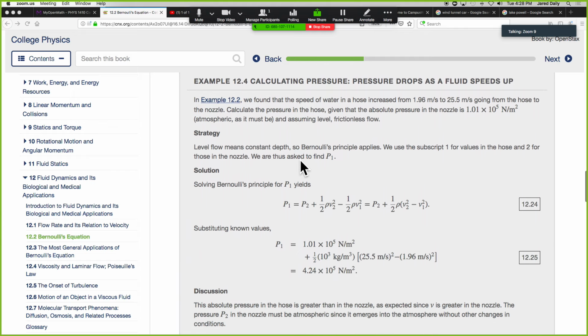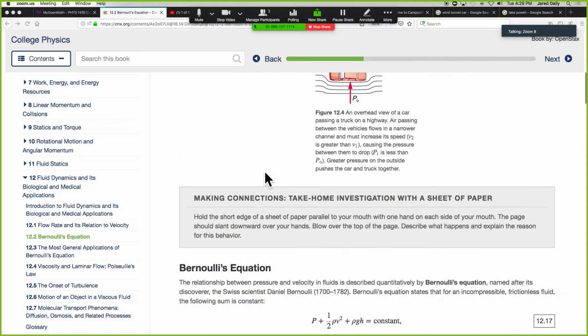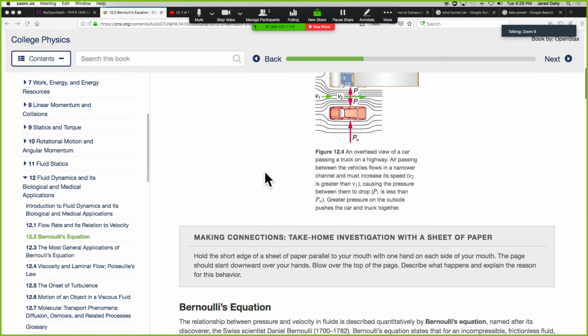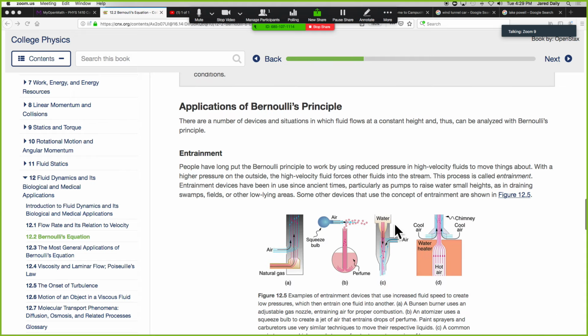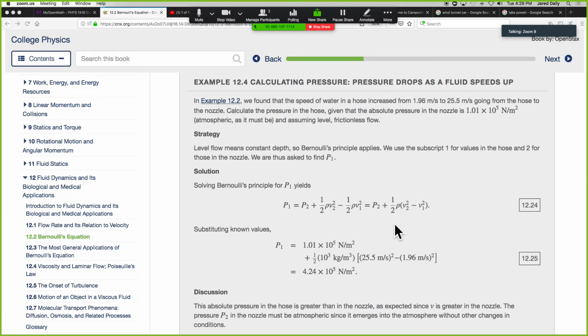So here they're going to actually calculate the pressure when the speed speeds up. Remember, our equation looks like this. We have this big old equation for Bernoulli's equation. Pressure 1, velocity 1 squared, height 1, pressure 2, velocity 2 squared, height 2, all these, right? If we don't change height, then this part and this part go away. And that's going to happen in this example. So we're not going to change height, so we don't have any rho g h on either side. But we're going to solve this equation for pressure 1 if we know pressure 2.